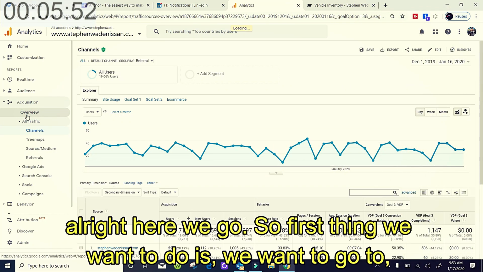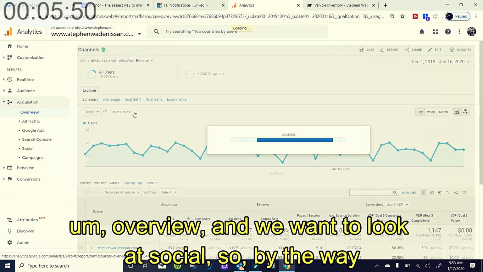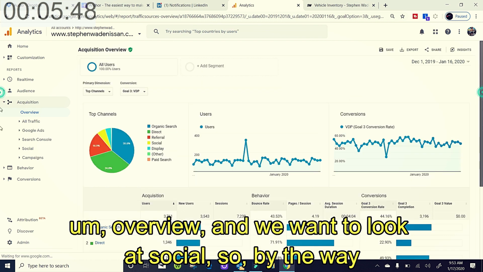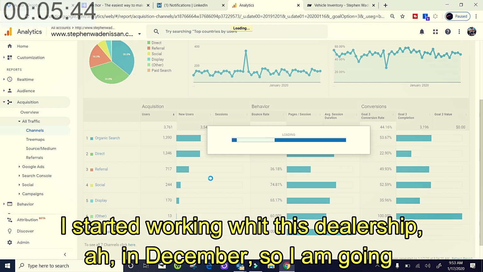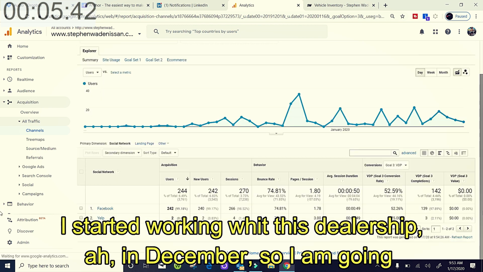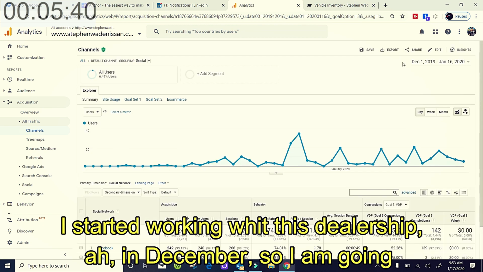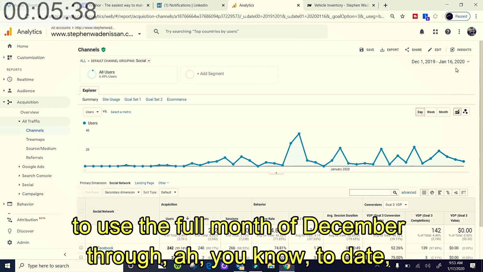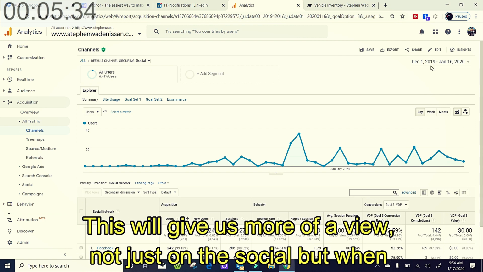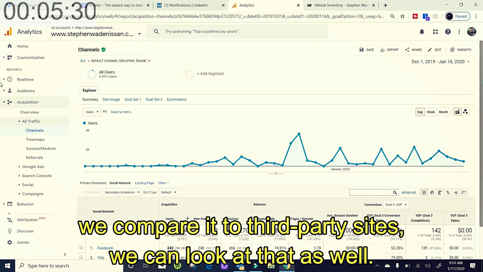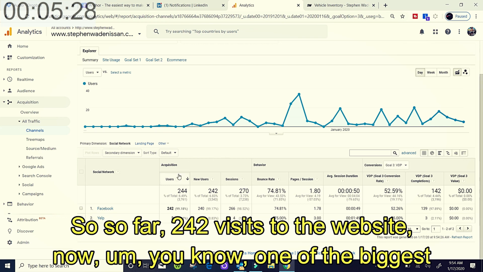So first thing we want to do is go into overview, and we want to look at social. By the way, I started working with this dealership in December, so I'm going to use the full month of December through to date. But we really didn't start until the third week in December. This will give us more of a view, not just on the social, but when we compare to third-party sites, we can look at that as well. So far, 242 visits to the website.